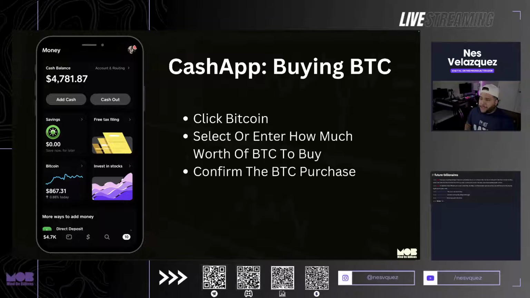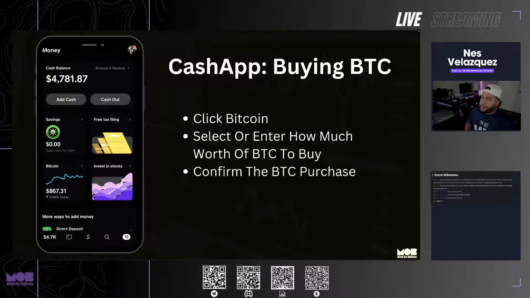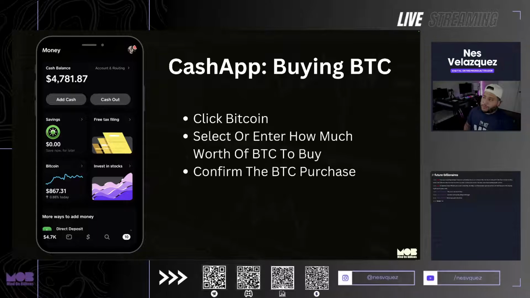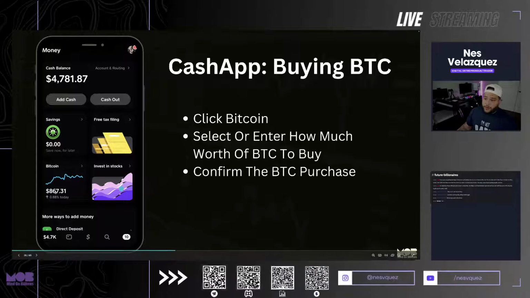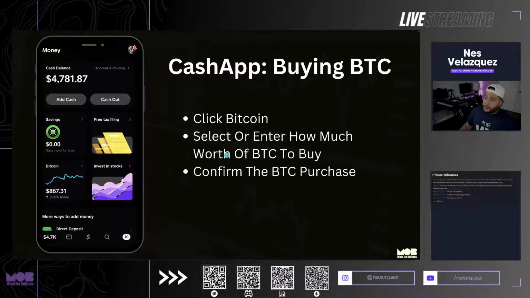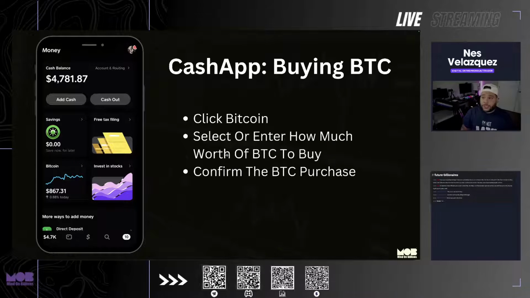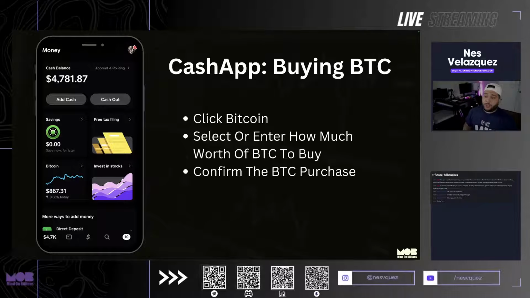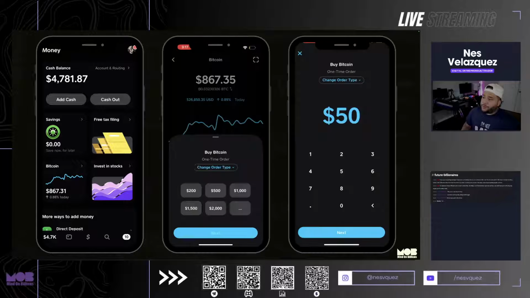So Cash App, very simple. Put a balance on your cash balance. Put 100, 200, 1,000, 5,000, whatever it is you want to put in there. Click on Bitcoin. Okay, select or enter how much worth of Bitcoin you want to buy. So let's say you want to buy $500 worth of Bitcoin, $1,000 worth of Bitcoin. You can just do that. Just put $1,000 into your Bitcoin wallet, all right, and then you confirm the purchase.